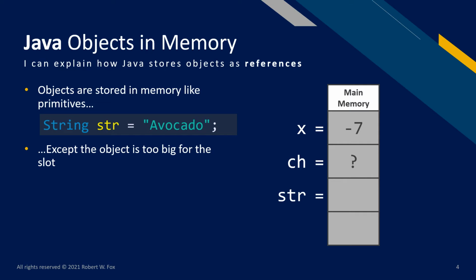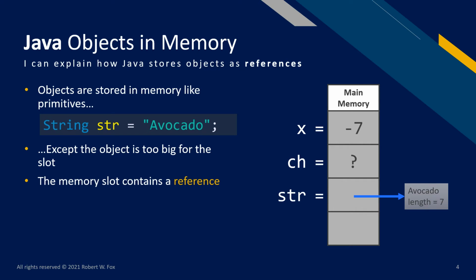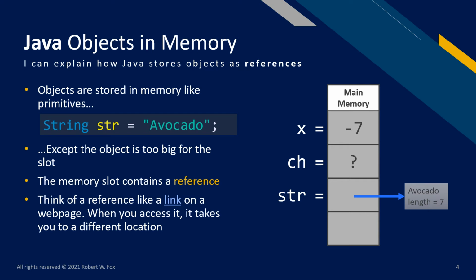So what happens? Well, Java actually puts in the memory slot what is called a reference. And this is what it looks like. Notice that avocado is there, but it's not in the memory slot because the memory slot can't hold it. For now, we can think of a reference like a link on a web page. When you access a link on a web page, it takes you to a different location, and that's how references work in Java. When we access the variable str and go to the memory slot, we don't find the object, but we find a reference, a link that will take us to where the object is actually stored.